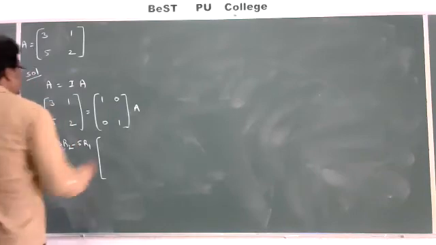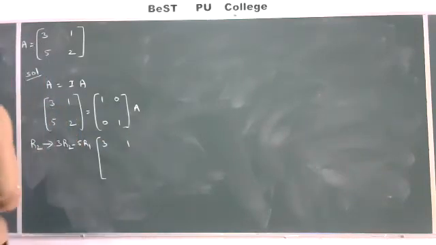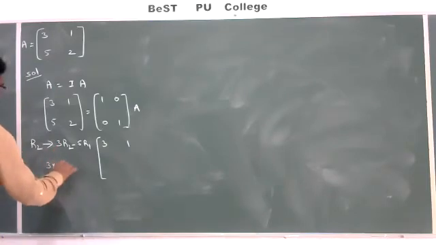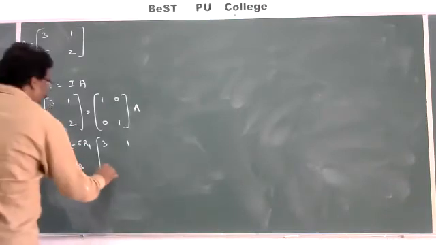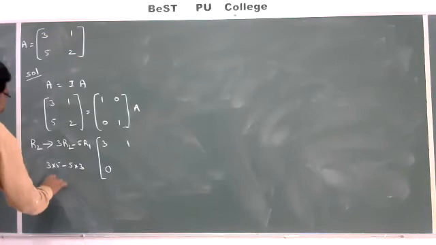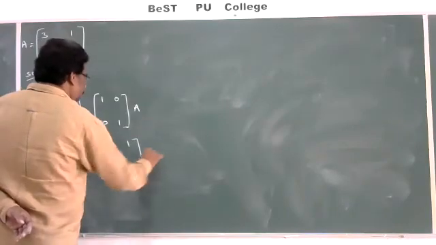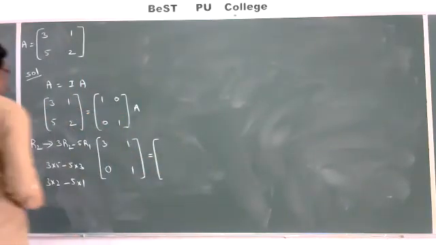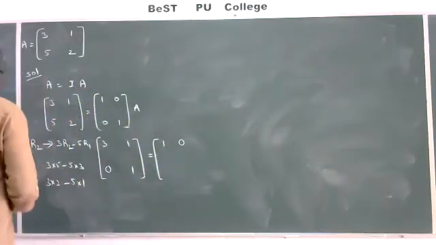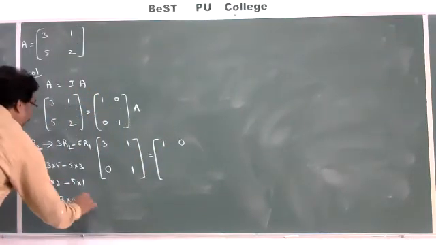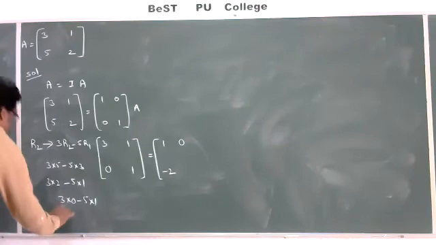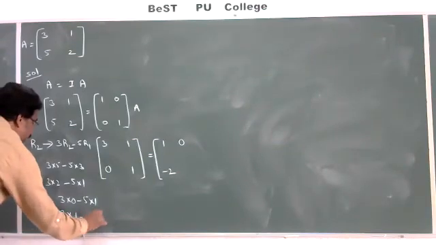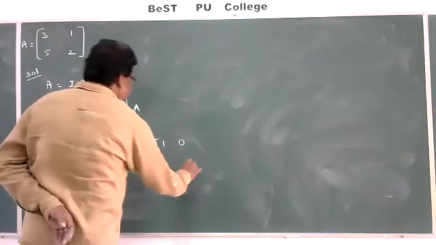So the first row is same, 3, 1. R2: that is 3 into 5 minus 5 into 3, that is 0. And 3 into 2 minus 5 into 1, 6 minus 5, that is 1. Same operation apply here. First row same, no change, 1, 0. Second row, 3 into 0 minus 5 into 1, that is 0 minus 5, minus 5. And this is 3 into 1 minus 5 into 0, then you get 3 minus 0, that is 3, into A.